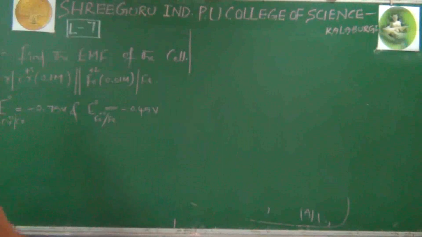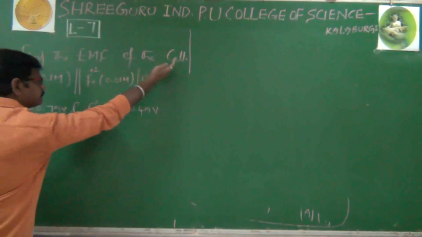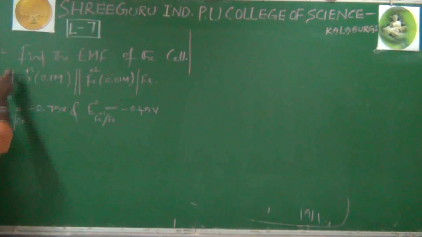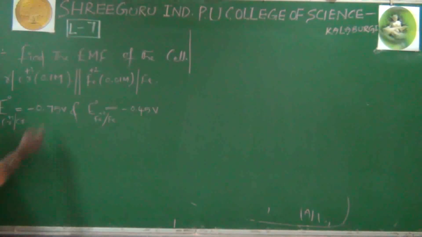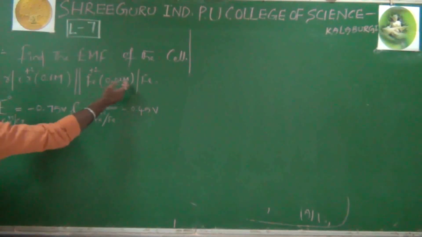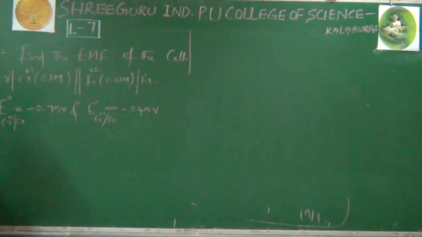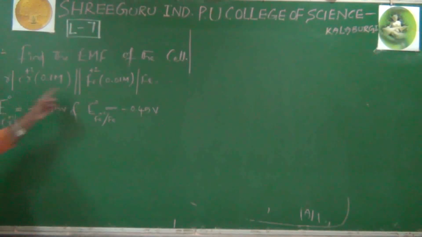Right. See here, find the EMF, nothing but cell potential of one particular cell, that is Cr oblique Cr plus 3, whose concentration is 0.1 molar, salt bridge, Fe plus 2, whose concentration is 0.01 molar, oblique Fe. Means here one galvanic cell has given. Of course, it is not a Daniell cell. It is just one galvanic cell. Here, Cr plus 3 oblique Cr, chromium standard reduction potential value given.